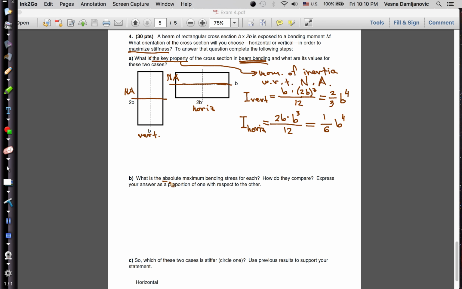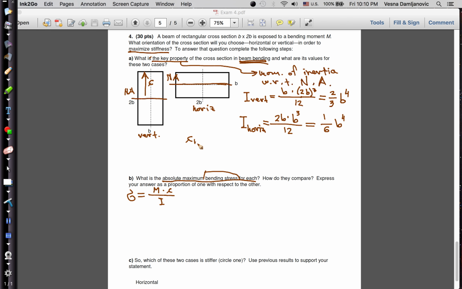What's the absolute maximum bending stress for each? So the bending stress is sigma, right? And that's equal to what? It is equal to a moment times the c over an I. The c is this distance, right? And the I is one of these two. Okay. And so now let's just write what the c is for both cases.